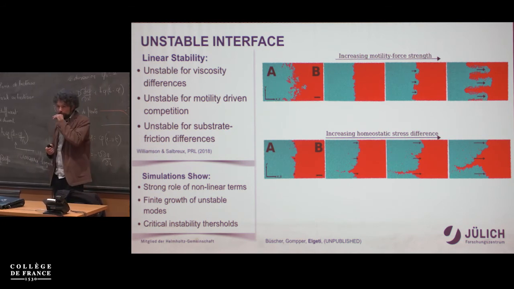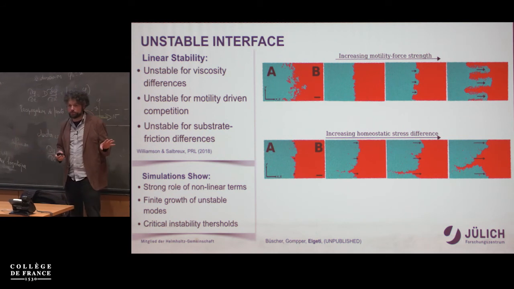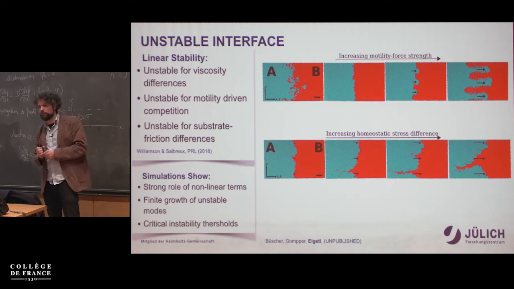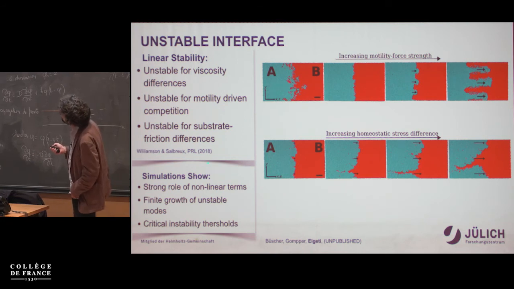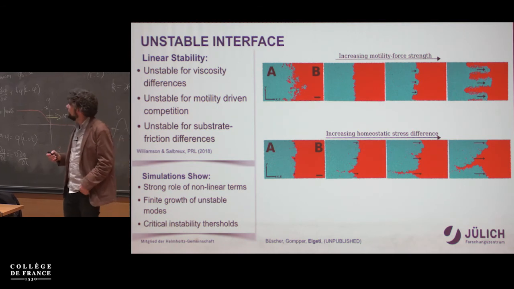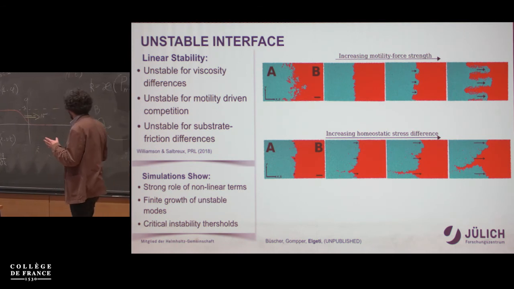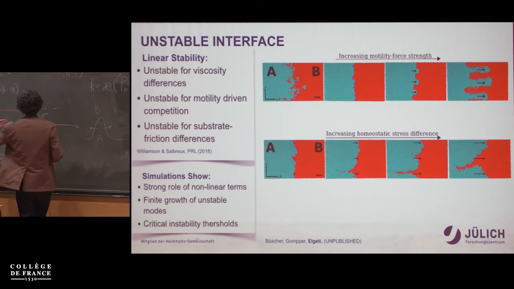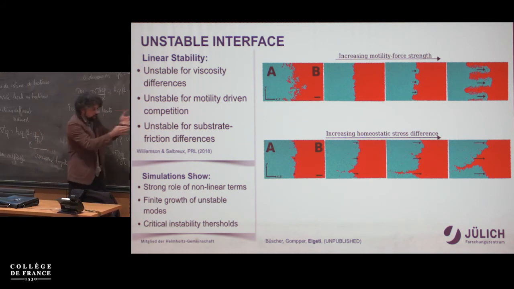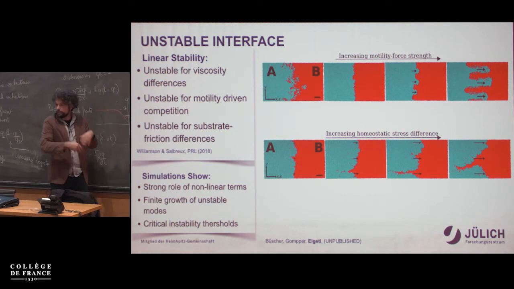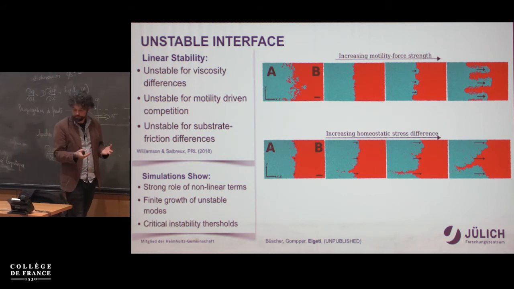I won't walk you through the equations. Maybe you will have the luck to hear Guillaume Salbreux talk about that. So that's Williamson and Salbreux, PRL 2018. You see we're rapidly moving towards today. He showed that, for example, if the tissue here on the left has a motility force pushing it to the right, then this should be unstable.